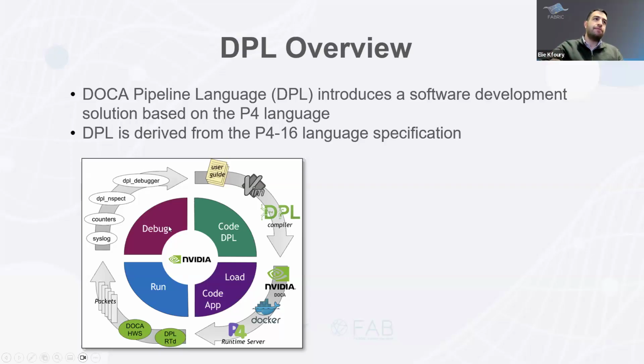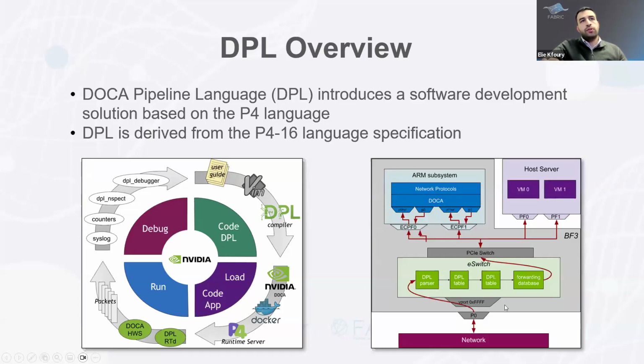And then finally, you have some debugging tools. These are provided by NVIDIA, for example NSPEC or debugger. If you want to see what the entries in the tables are, and what the packet looks like as it's traversing the pipelines, you can get some information on that. You don't need to use those, but they are nice tools for debugging, especially if you are learning.